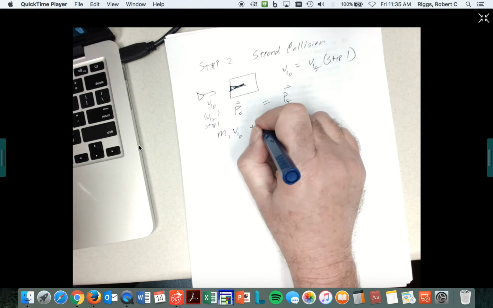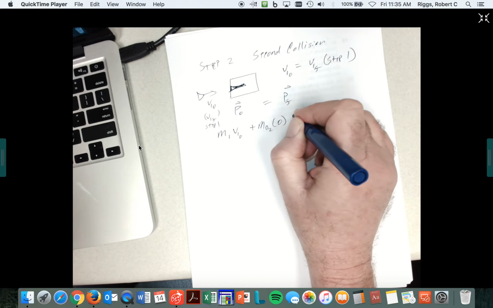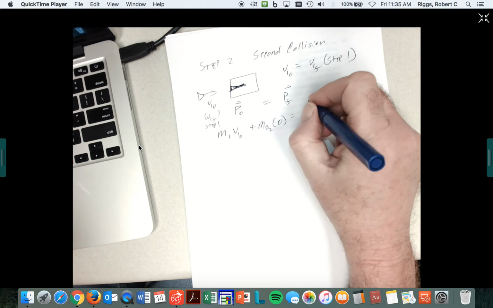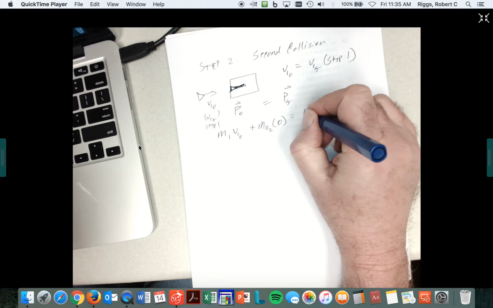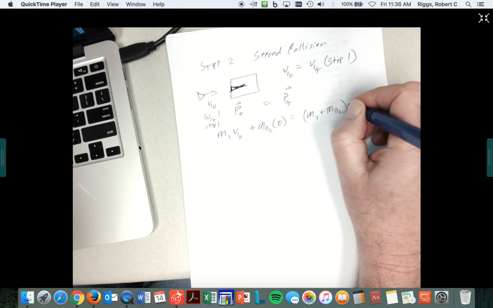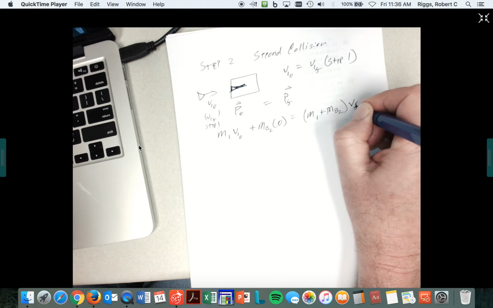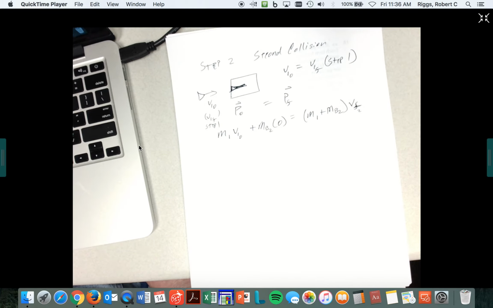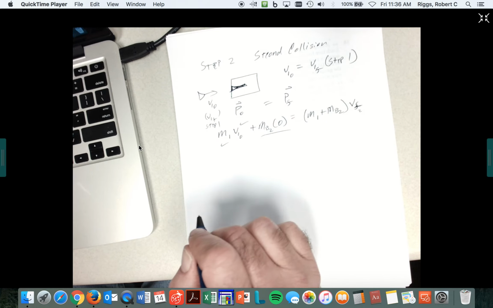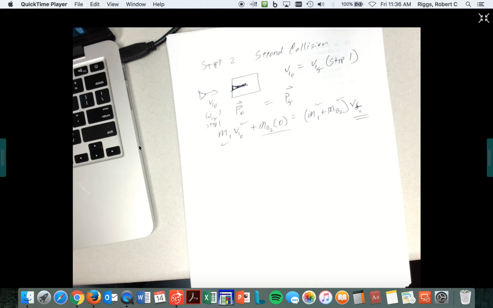Plus mass of block 2 times 0, because it's just sitting there, is equal to, now it's completely embedded. Boom. It goes completely inside there. So these two guys are stuck together, times V final of the second collision. We'll just call that V final 2. We already got V final 1 earlier of the first one. You calculated this earlier. This is 0. You've got these two guys. This is your only unknown.